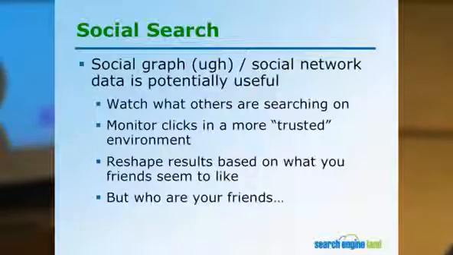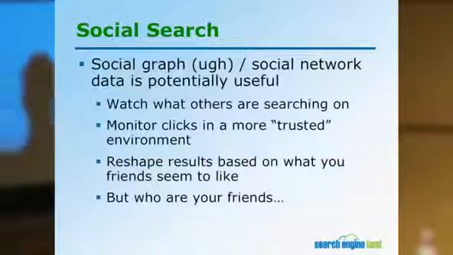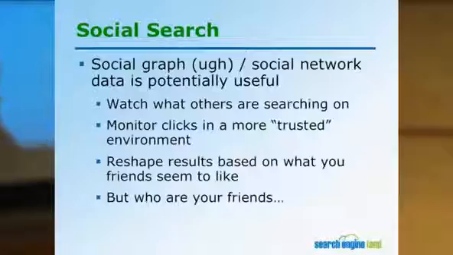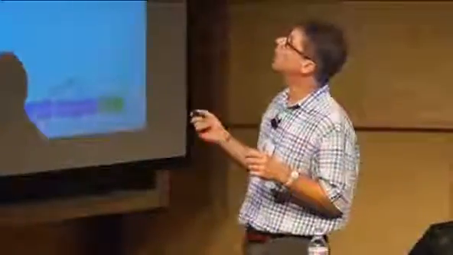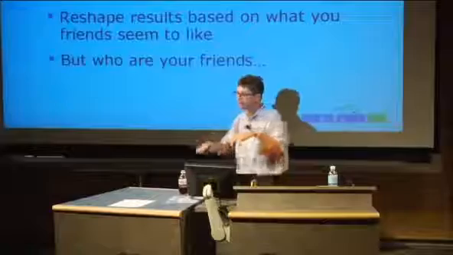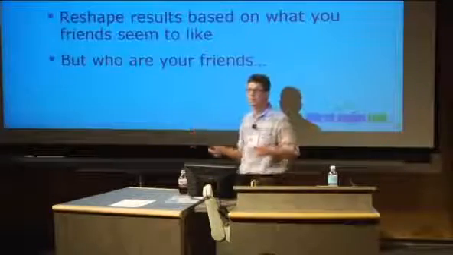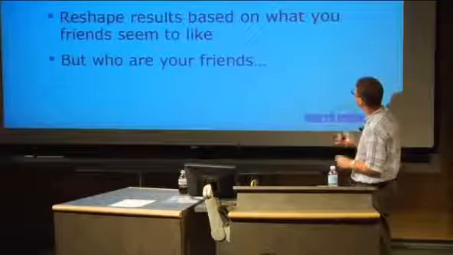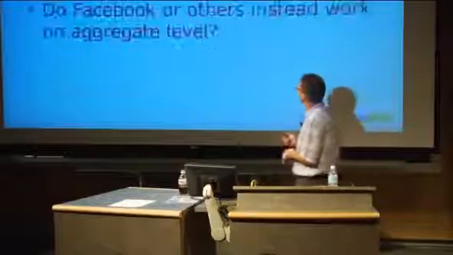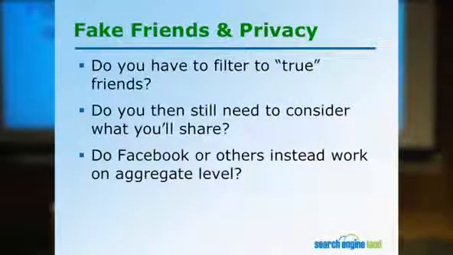So if you haven't heard the term social graph, it's a really ugly word to say, you know, knowing who all your friends are. Like social link data or something, your social network. And the idea is, what we could do is watch what everybody's searching on, and monitor the clicks that are going on, say, within Facebook, and maybe it's a little more trusted there because spammers would never come into Facebook, never. And we'll reshape the results on what you and your friends like. That sounds great at first, and then you start thinking about it, and it just starts to fall apart in a lot of ways, like your friends.